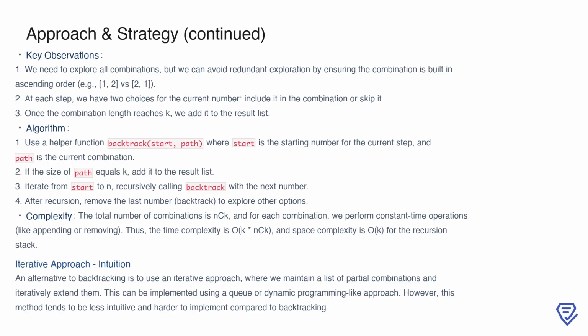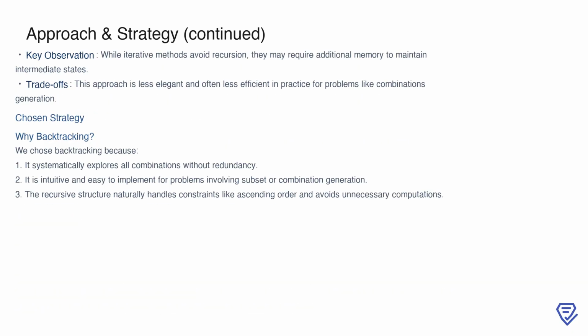While there's also an iterative approach, which uses a queue or dynamic programming-like method to extend partial combinations, it tends to be less intuitive and harder to implement compared to backtracking. Iterative methods, while avoiding recursion, introduce their own trade-offs. One key observation is that they often require additional memory to maintain intermediate states, which can make the approach less elegant. Although they might be slightly faster in specific scenarios, iterative methods are typically harder to adapt for problems involving constraints like ascending order, as seen in this problem.